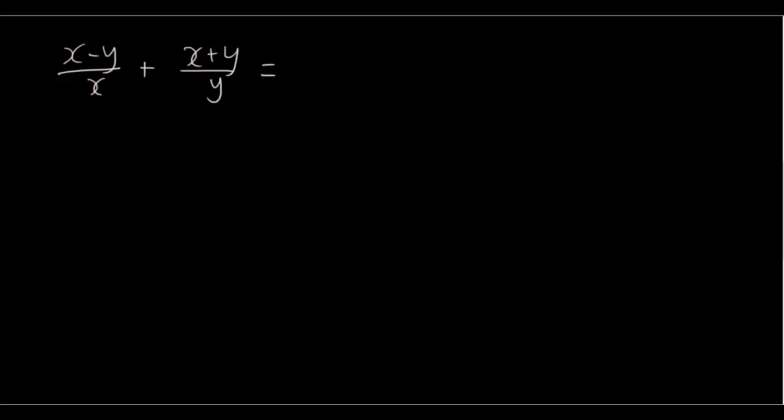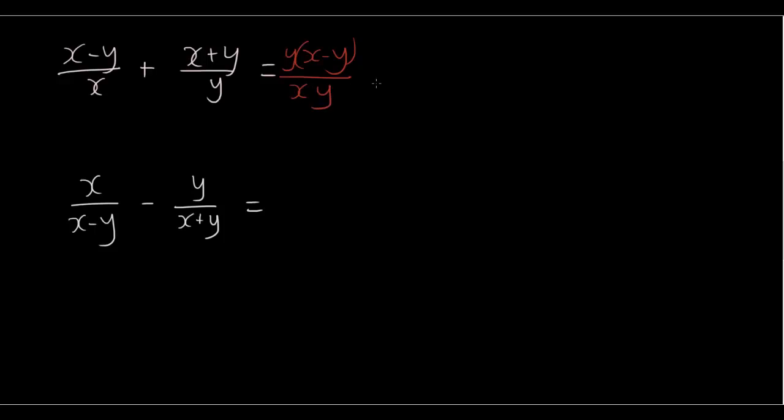Okay, see if you can do this one on your own. Now the first thing we want to do is make them the same. So we have (x − y) times y over xy. So we've got the first fraction multiplied by y on both the top and the bottom. And then we do the second fraction multiplied by x on both the top and the bottom.